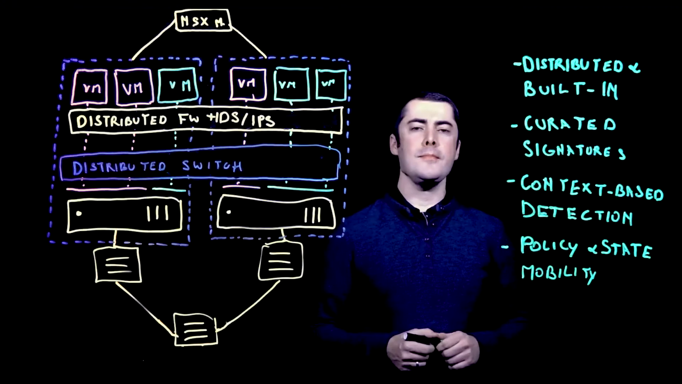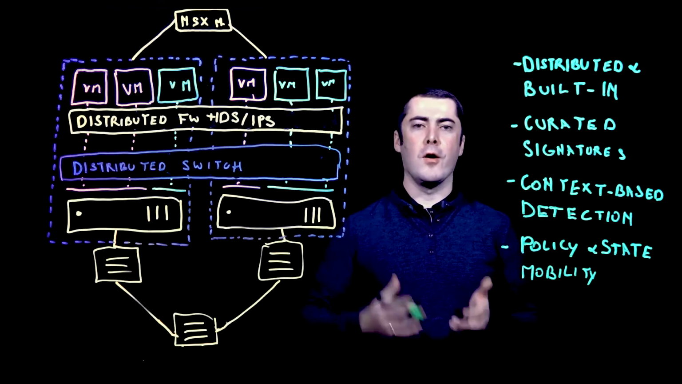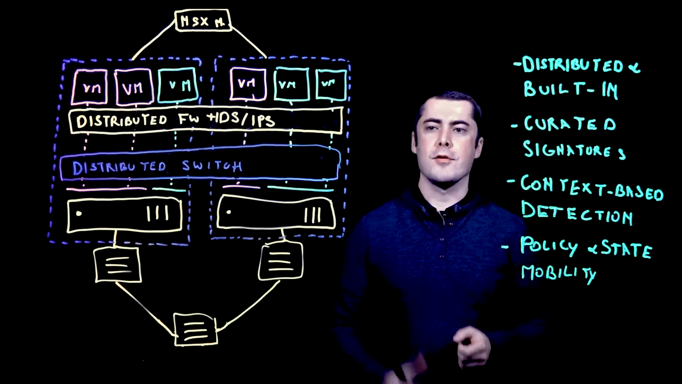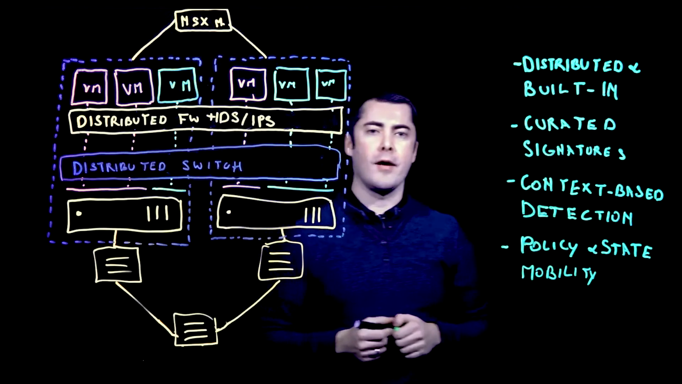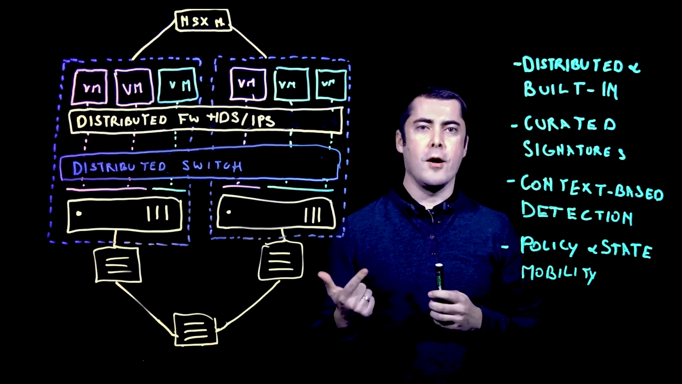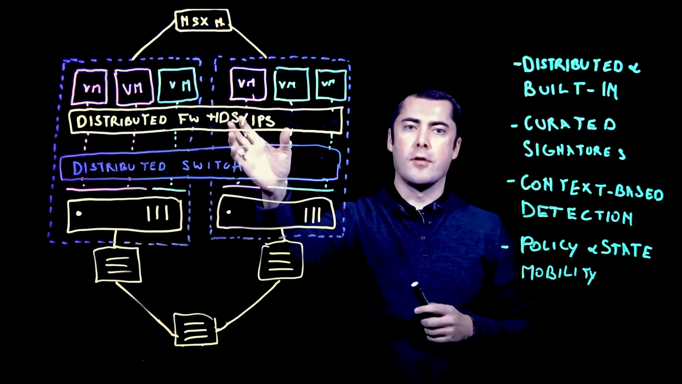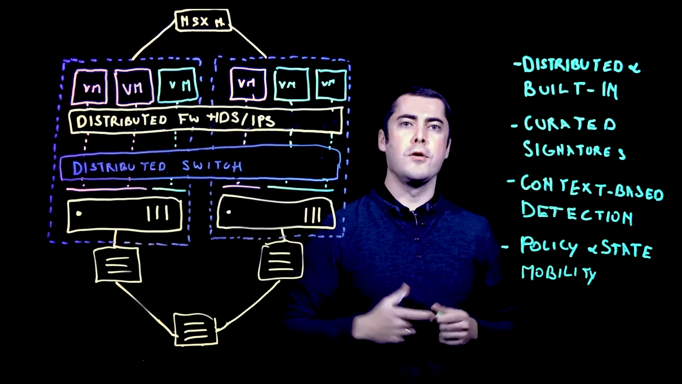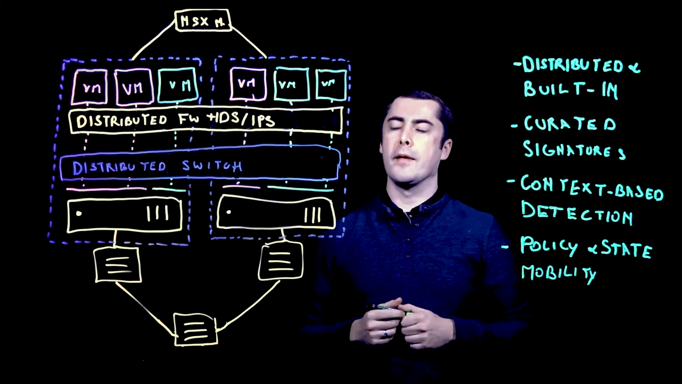The NSX Distributed IDS IPS combines some of the best qualities of a host-based IDS with a network-based IPS. Similar to the architecture of the distributed firewall, our distributed IDS IPS is deployed right inside the hypervisor itself. It doesn't require any additional components. As long as you do your NSX-T host prep, all of the NSX-T components are installed, including the distributed switch, the distributed firewall, and the distributed IDS IPS. You don't need to deploy additional workloads, you don't need to deploy additional physical appliances, and you don't need to deploy anything on the guest VM.